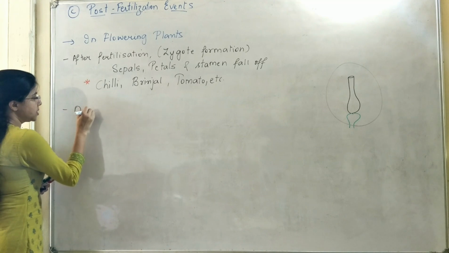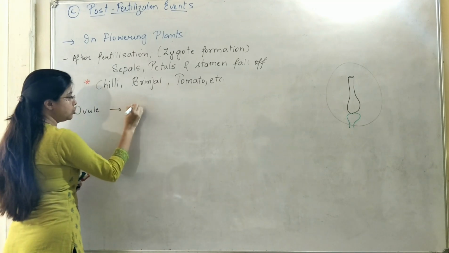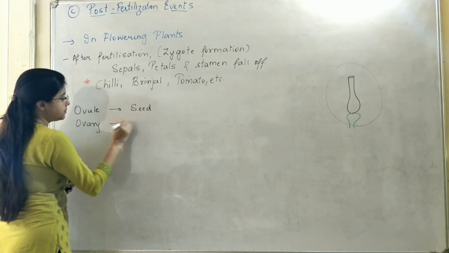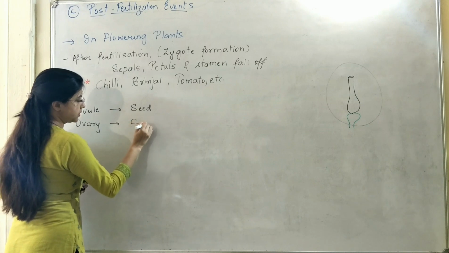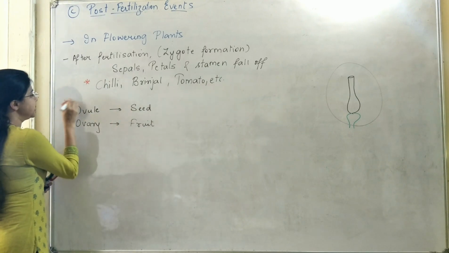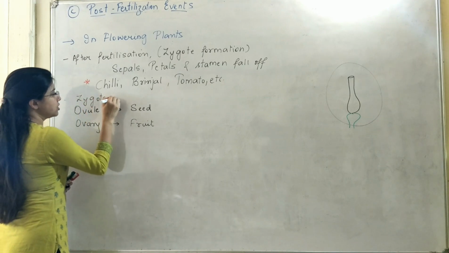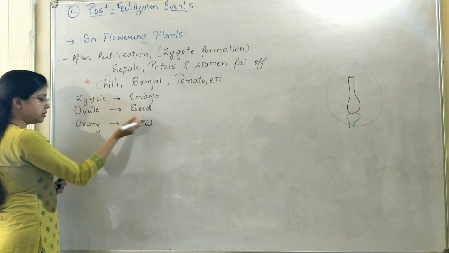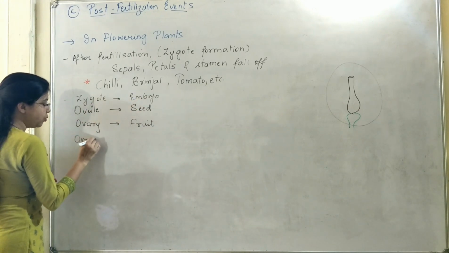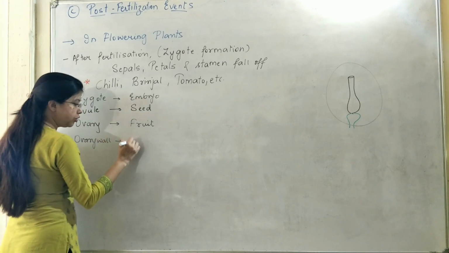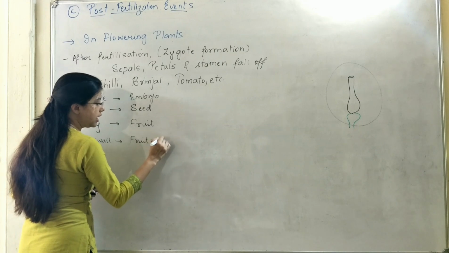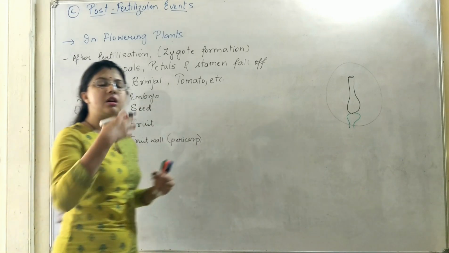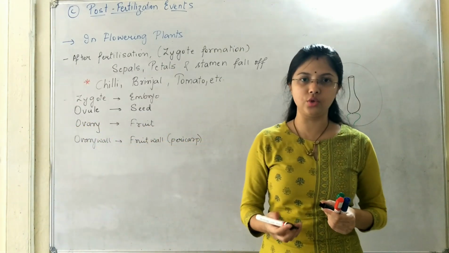The ovule which is present in the flower is going to develop into the seed. The ovary develops into the fruit. Of course, there will be the zygote inside which has formed, so the zygote is going to develop into the embryo. Zygote develops into embryo, ovule into seed, ovary into fruit, and the ovary wall is going to develop into the fruit wall, which can also be called the pericarp. It is a protective layer which is going to protect the inner fleshy tissue of the fruit.